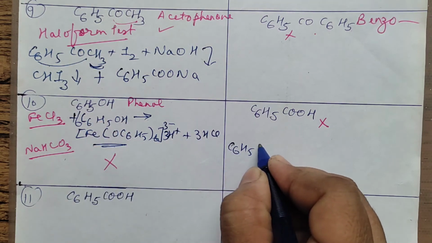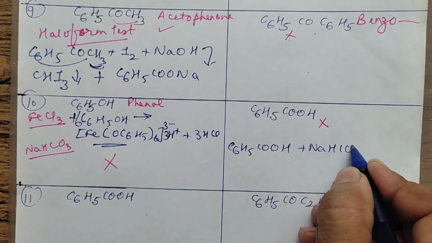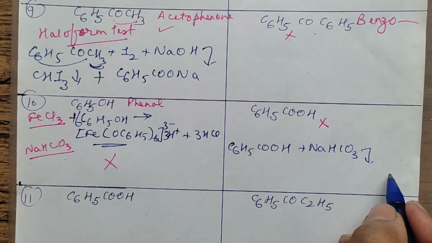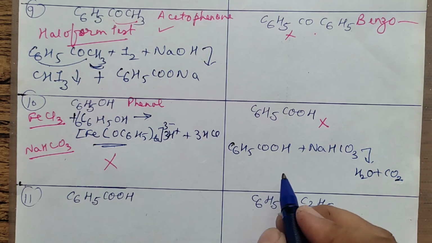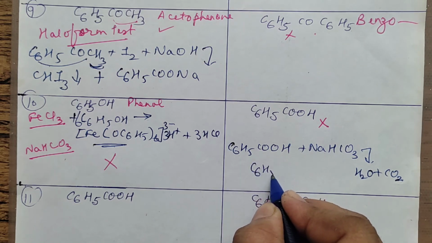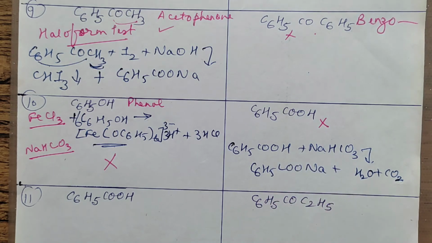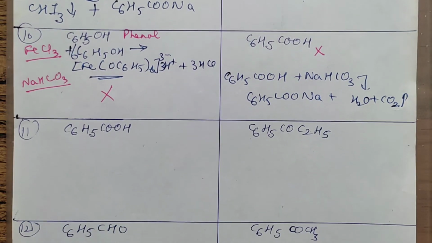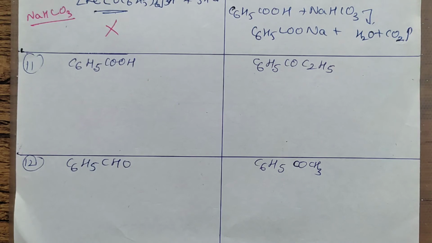So what you will have here, C6H5COOH plus sodium hydrogen carbonate. With that you will get bubbling of carbon dioxide, right? Plus water also will be there, and this will come out as a salt. So you will have here C6H5COONa, apart from that, water plus carbon dioxide. Carbon dioxide is the bubbling. Effervescence of CO2 is seen. Clear?